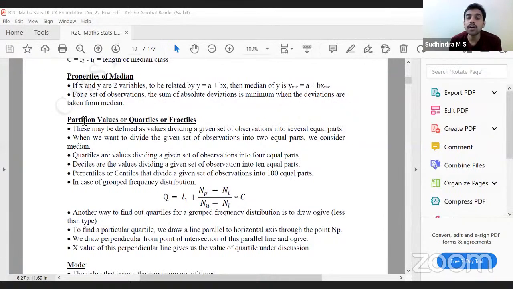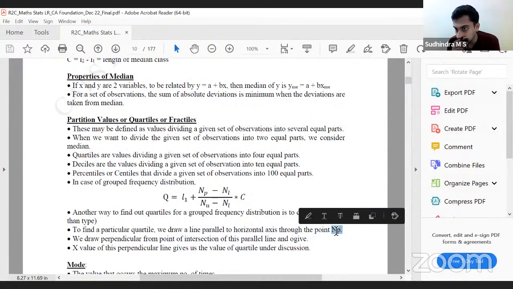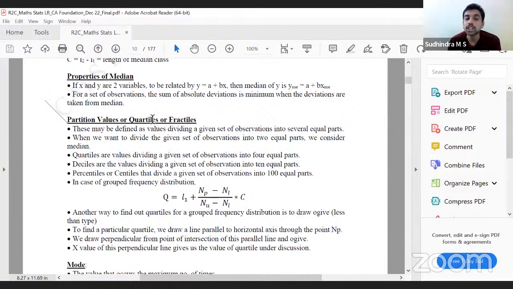Another way of finding these partition values or quartiles is using ogives. We have discussed the less than type ogive. What should we do? We should draw a line parallel to the horizontal axis through the point NP. We locate the point NP on that graph and draw a parallel line up to the ogive, then down to the x-axis. That value is the required quartile. That is how we find it graphically. That is partition values.